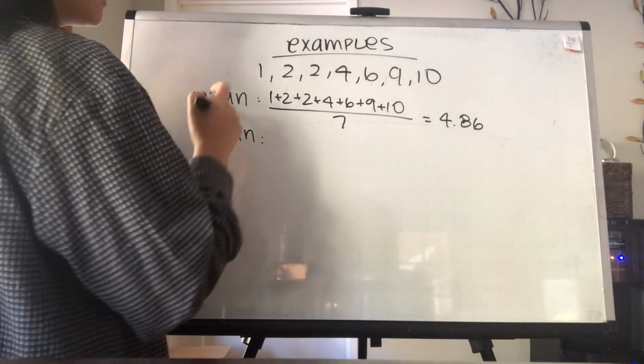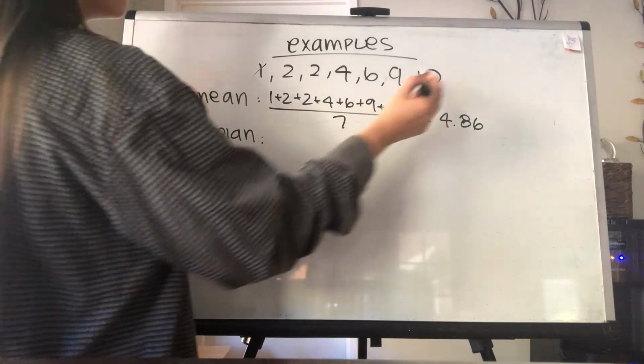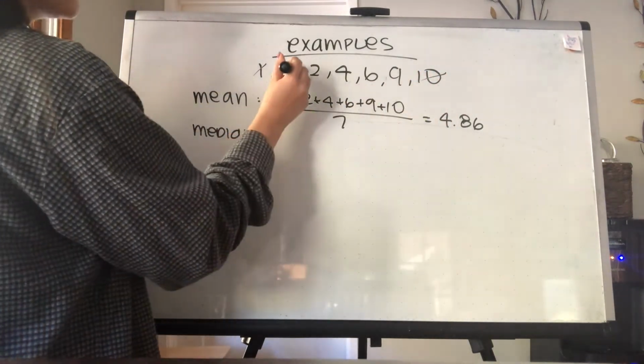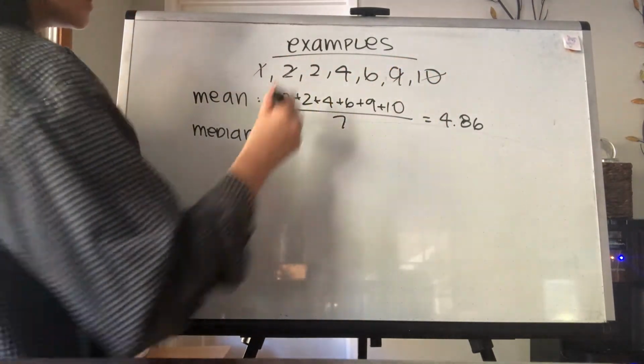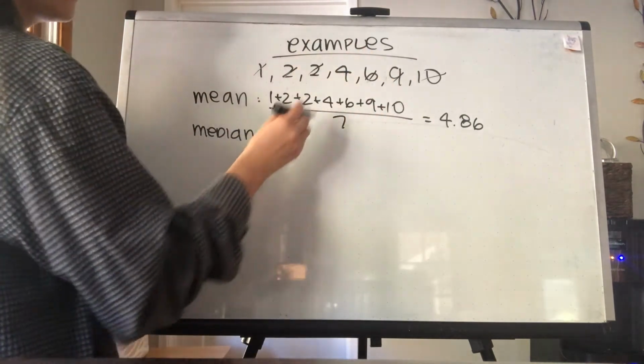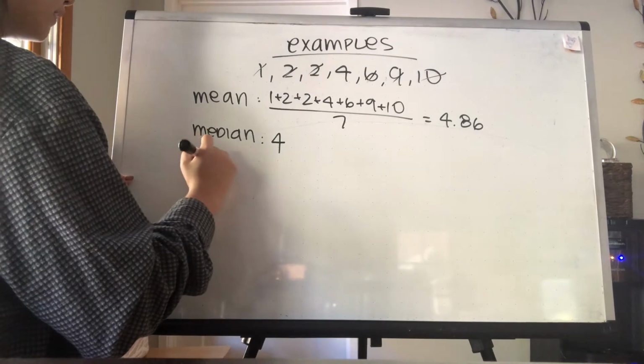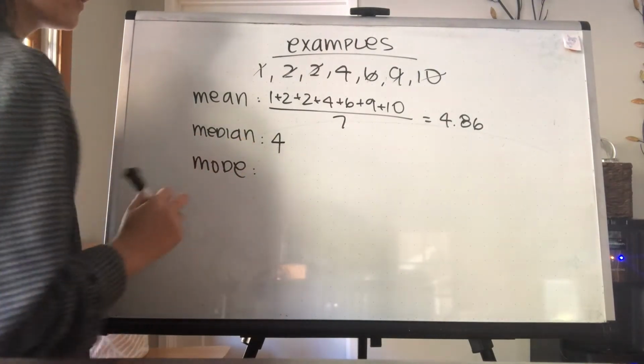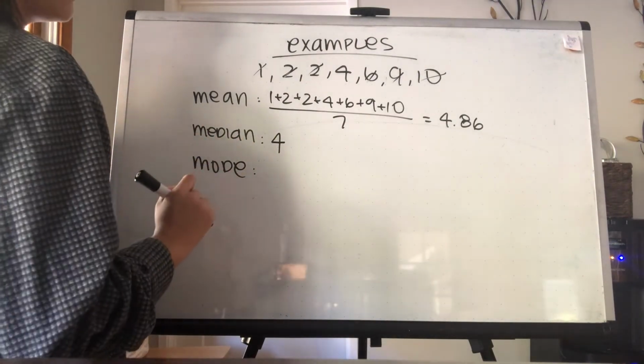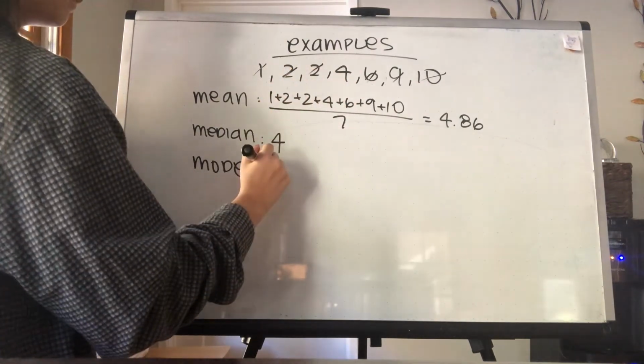All right, now the median. So how you're going to find the median is you're going to cross off the end numbers one at a time in pairs until you reach the middle number. And so that's going to be 4. And now we're going to find the mode. So we're looking for the number that occurs the most in the set, and that's going to be 2.